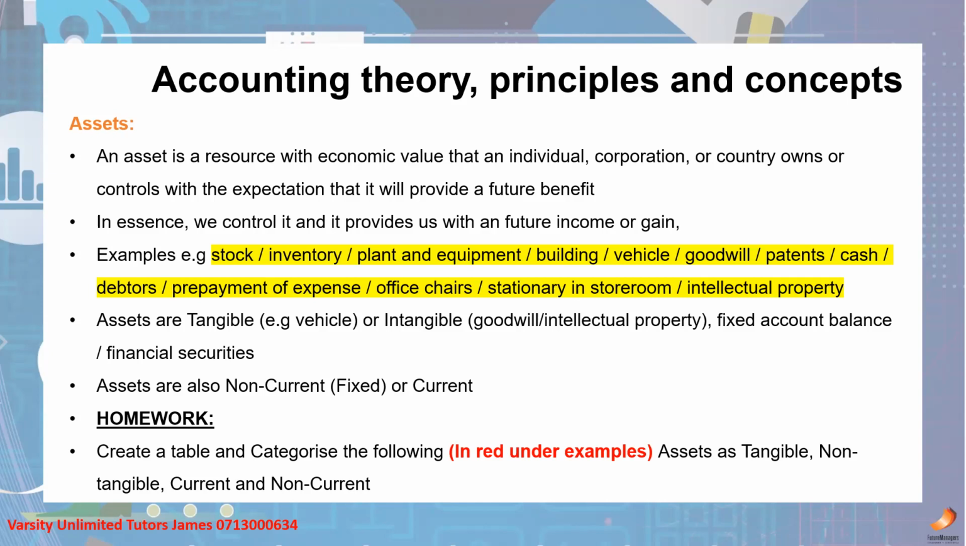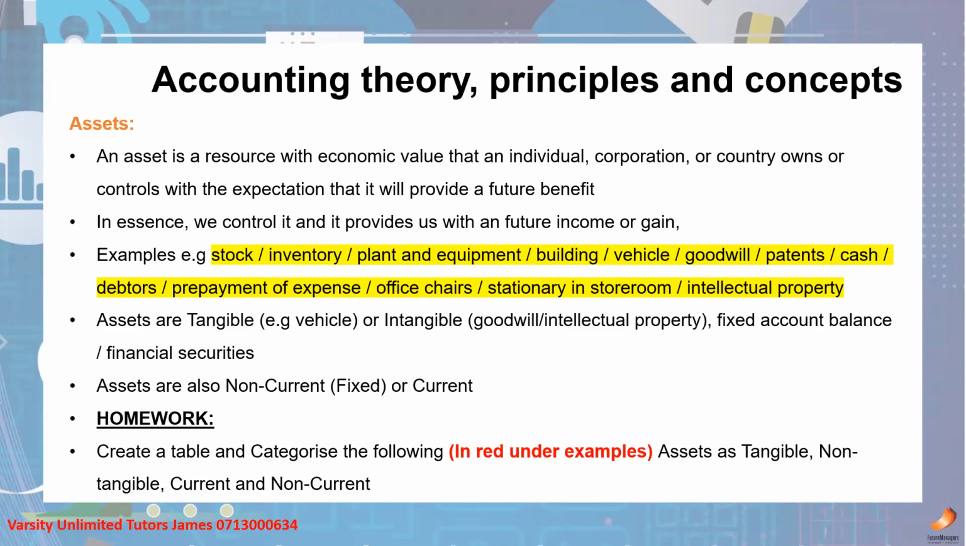For example, if you buy a building as an organization, you don't expect to sell the building within the next 12 months. You expect the building to continue servicing the company, maybe as your office, or maybe you're going to get rentals from it. You're saying that you're going to use this building for the next 12 years, the next 10 years, the next 5 years. So it's considered a non-current or fixed asset. It's fixed in its very nature. As a student, you have to be able to differentiate between current assets and non-current assets.